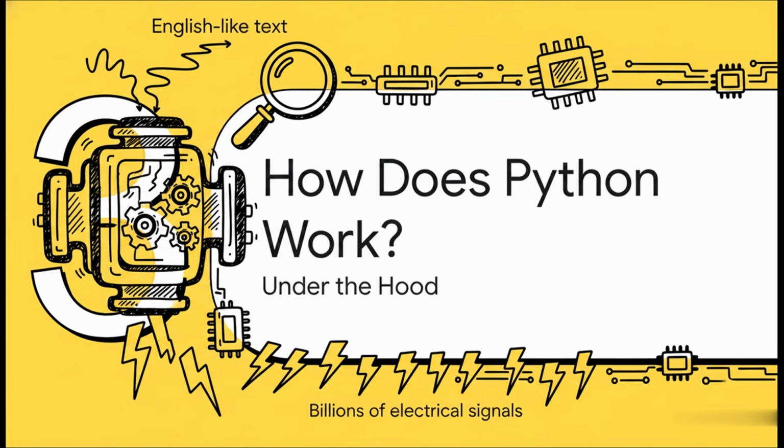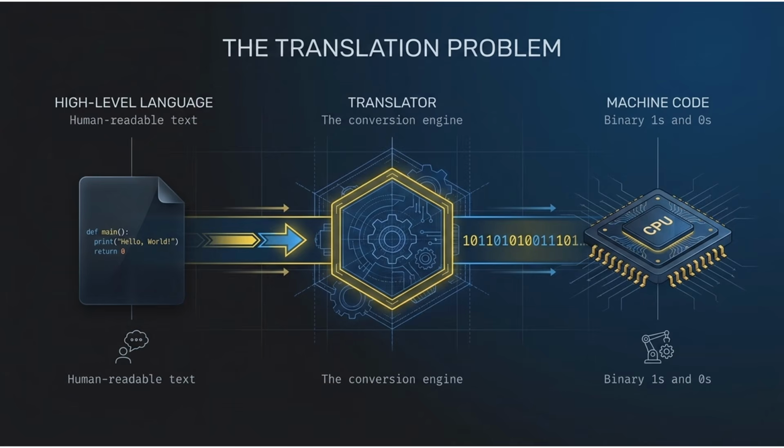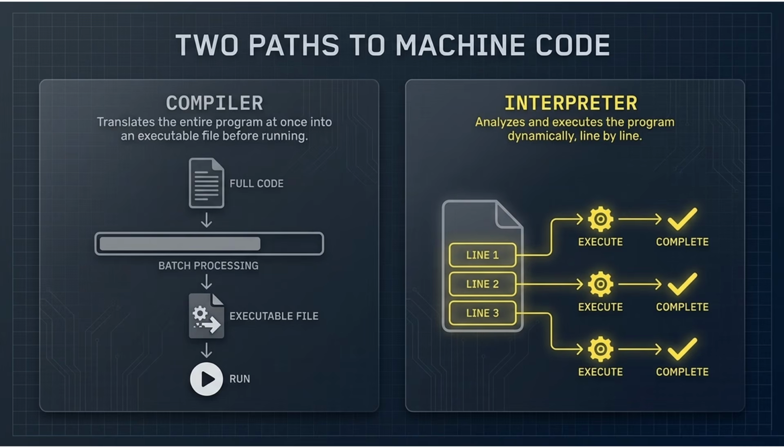How does Python work? So to actually get our code running, we need a translator program. In computer science, there are two main types of translators: compilers and interpreters. Think of a compiler like a professional book translator. It takes your entire program, reads the whole thing, translates it all into a finished machine code file, and then the computer runs that completed file. Languages like C++ and Java use compilers.